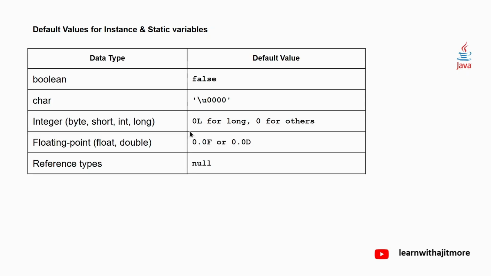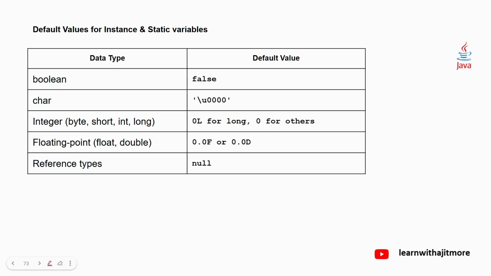Then quickly we will discuss the default values, and defaults are only for instance and static variables, remember. If it is a boolean variable, the default is false. If it is a character, it has Unicode 0. In any of the integer category, it will have 0 or 0L. Floating point category, 0.0, float or double. And if it is a reference, reference means object.